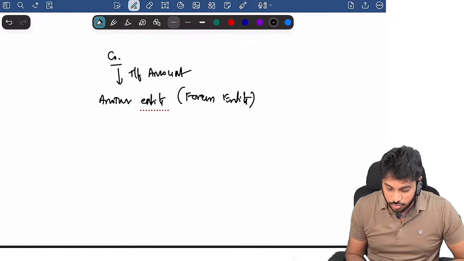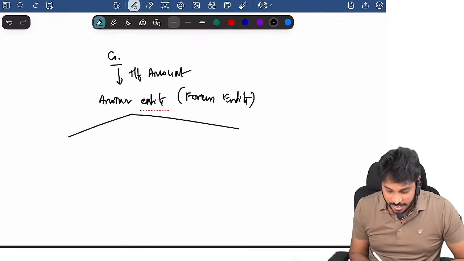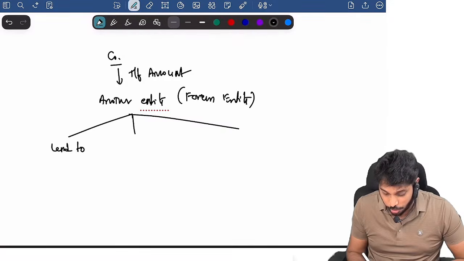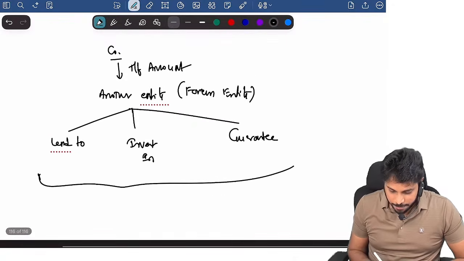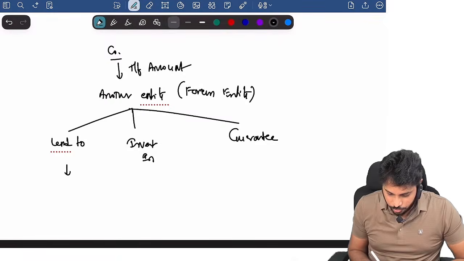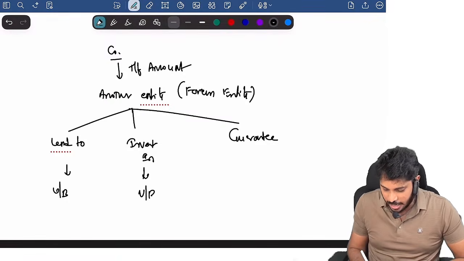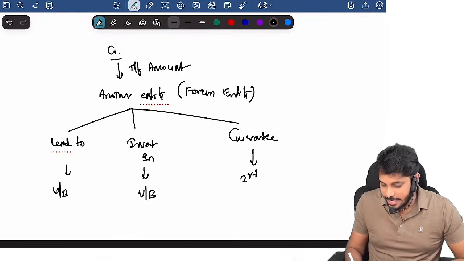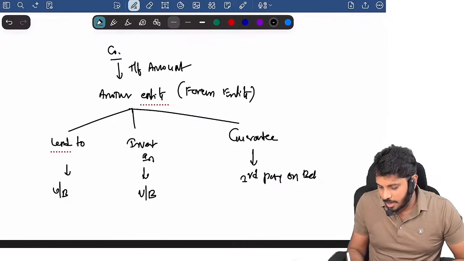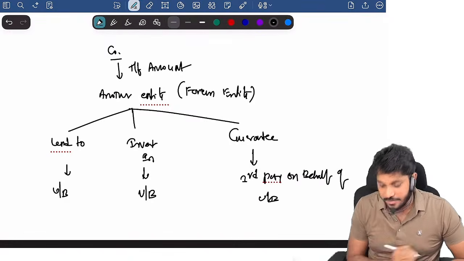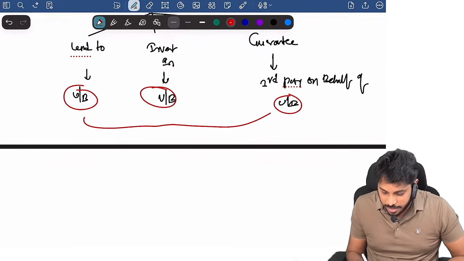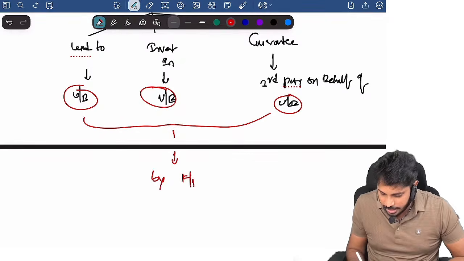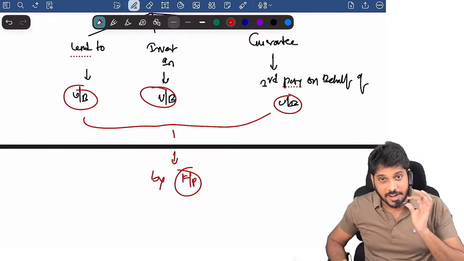What does this entity have to do? This entity has to lend to, or invest in, or provide a guarantee. To whom? Lend to the ultimate beneficiary, invest in the ultimate beneficiary, provide a guarantee to a third party on behalf of the ultimate beneficiary. Who is this ultimate beneficiary? This beneficiary is identified by the funding party.